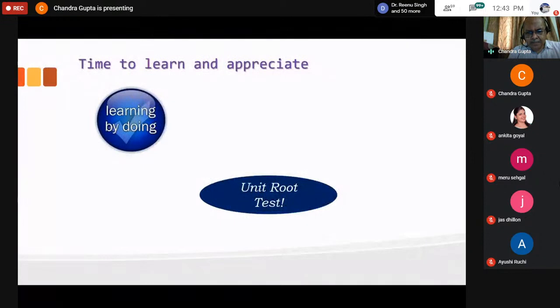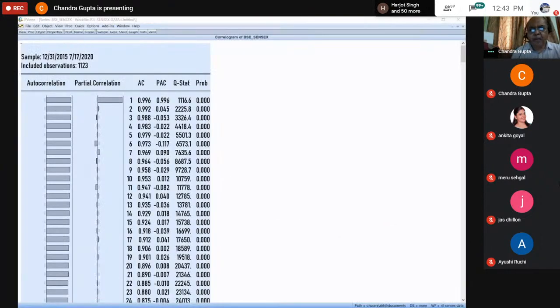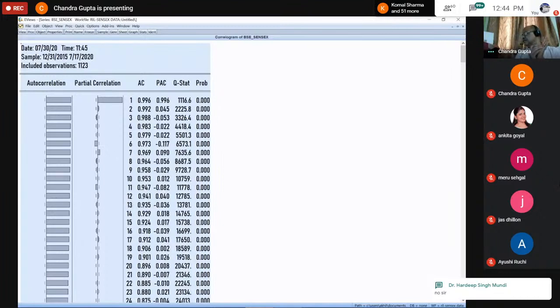So let's go to EViews and try to appreciate the unit root test. But before that, if any one of you has any question, you are most welcome. Any question, any doubt? Please open up your EViews. We'll work on the same data. Hardeep Singh, no question, good. Anyone else? Okay, let's go back to our EViews.